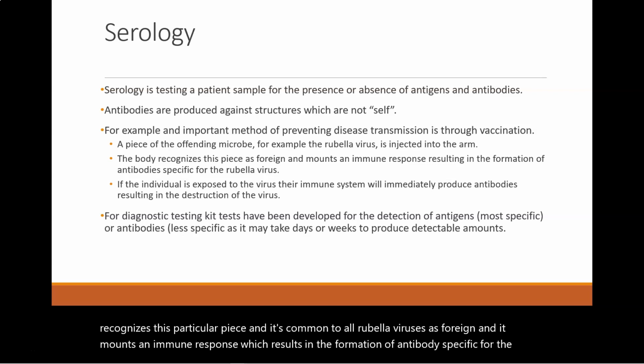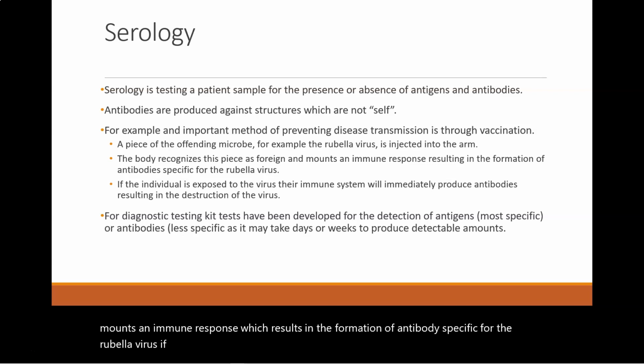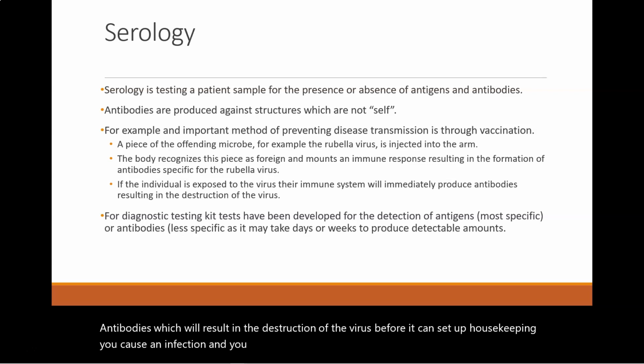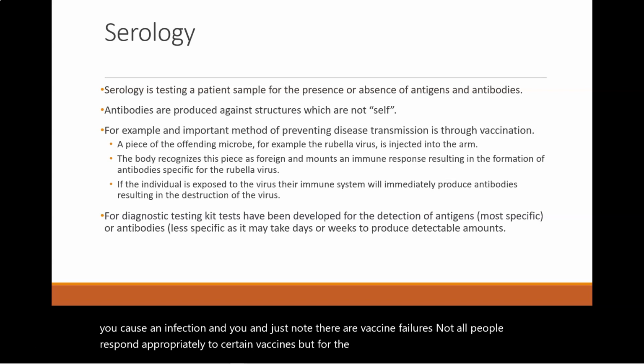rubella virus. If the individual is exposed to the virus through somebody having it, their immune system will immediately produce antibodies, which will result in the destruction of the virus before it can set up housekeeping in you and cause an infection in you. And just note, there are vaccine failures. Not all people respond appropriately to certain vaccines, but for the most part, these work.